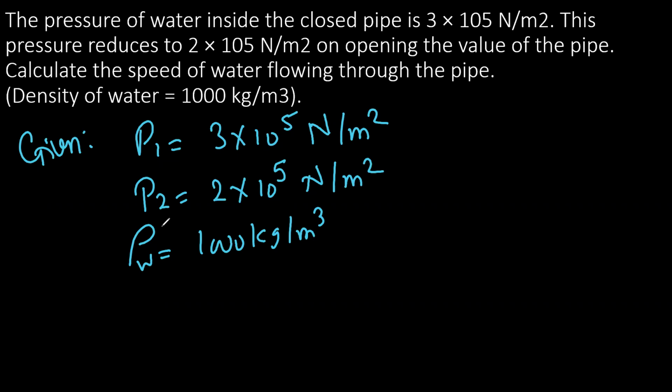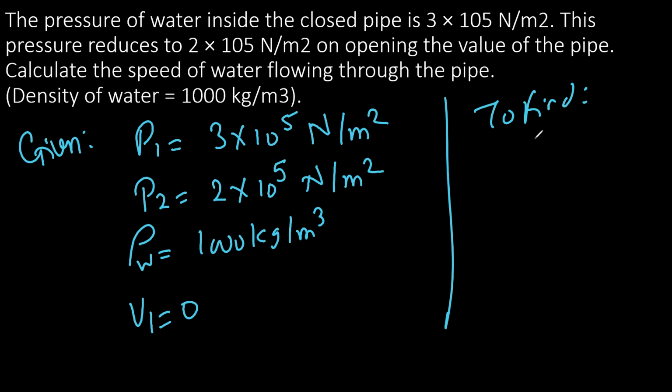P1 and P2 are given, which means V1 and V2 will be involved. We need to find V2. Is V1 given? No. So V1 is zero, the initial velocity is 0. So what we need to find? We need to find V2. So let's start with the solution.